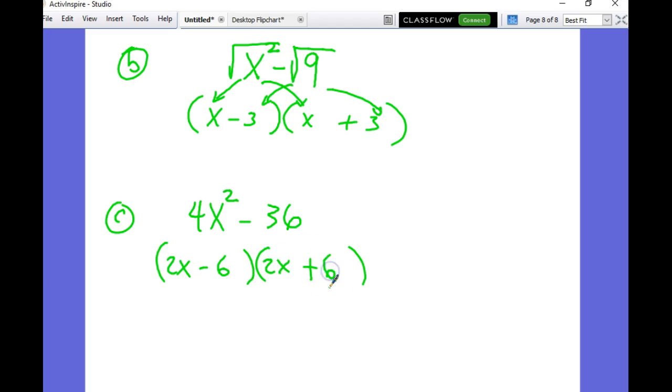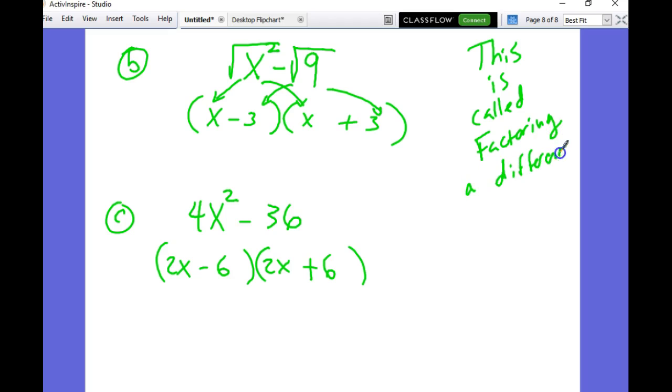There you go. That's it. This is called a difference of squares. So let's write that down. This is called factoring a difference of squares.